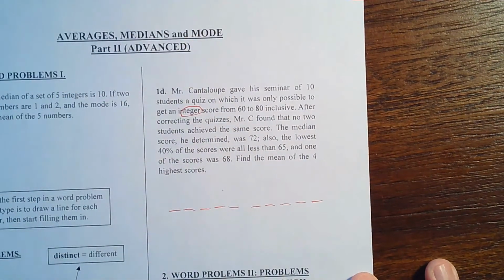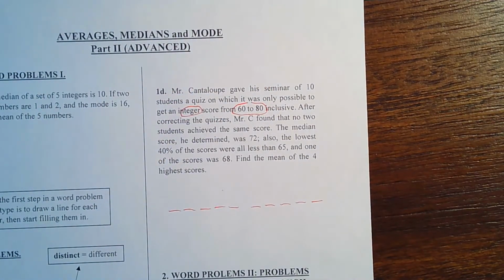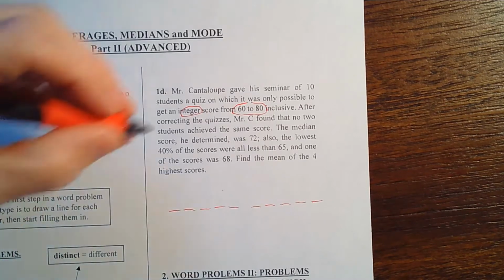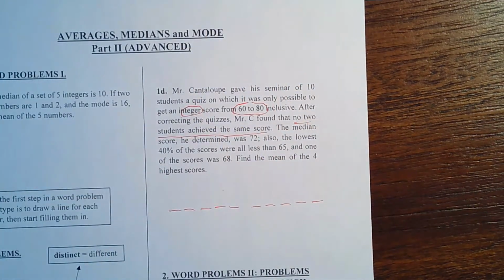Only integer scores are allowed on his quiz. The only possible scores range from 60 to 80 inclusive. That means including 60 and 80. And Mr. C found that no two students achieved the same score, so they're going to be distinct. Well, let's see if we can start filling some of these things in.